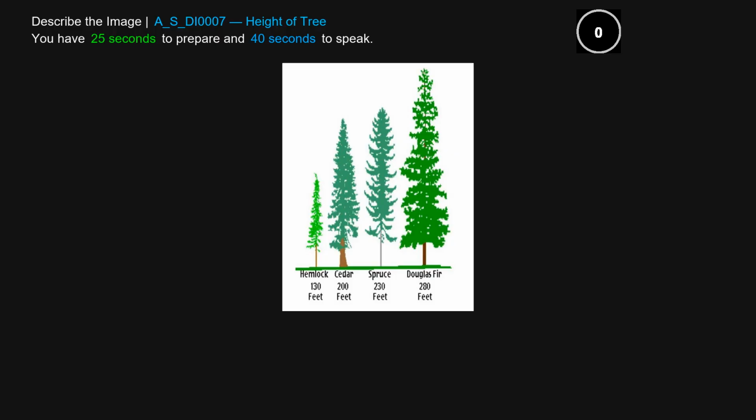The different colors of the trees represent the heights of the different types of trees. In case of number one, hemlock, this is the 130 feet tree and it is green in color. In case of two, it is cedar, it is 200 feet and it is blue in color. Similarly, the third color represents the spruce and it is 230 feet. At last, Douglas fir, 250 feet, which is green in color. From this figure, we conclude that the last one is Douglas fir, which is the tallest at 280 feet. In comparison with others, hemlock is the smallest at 130 feet.